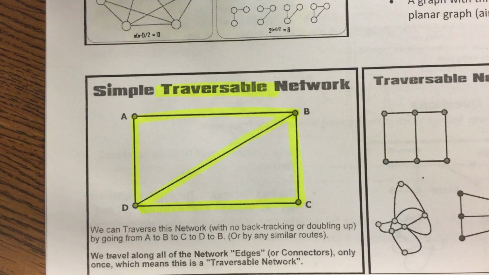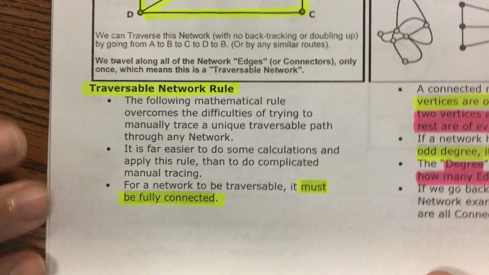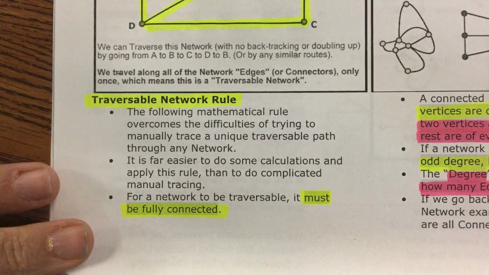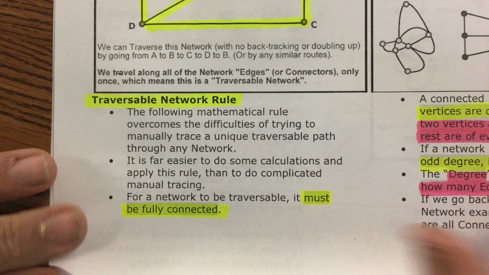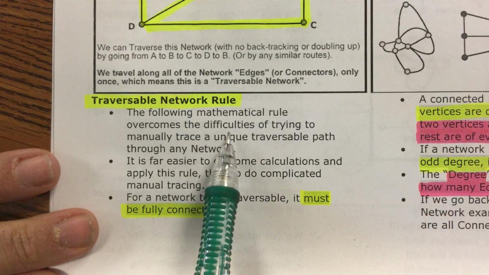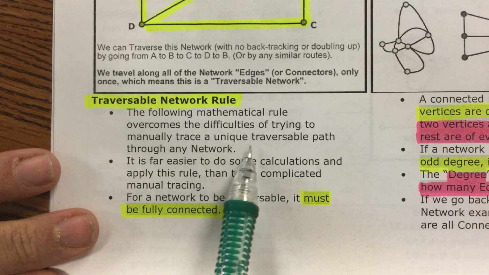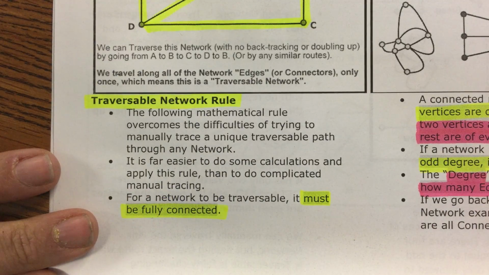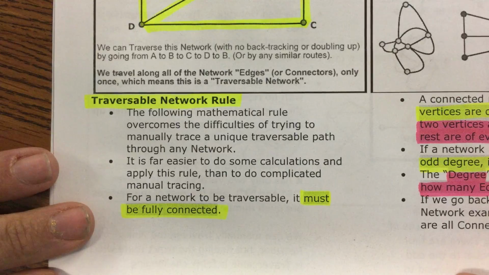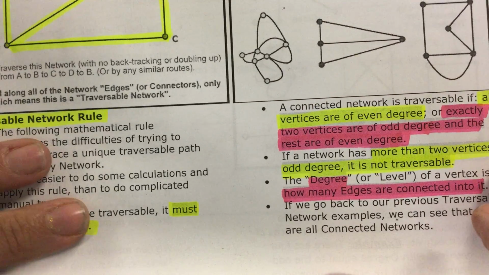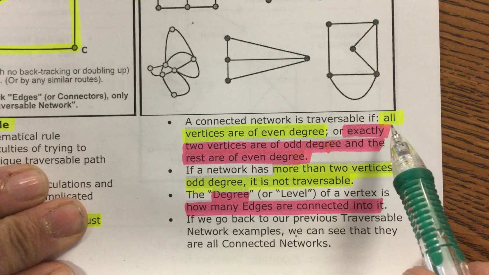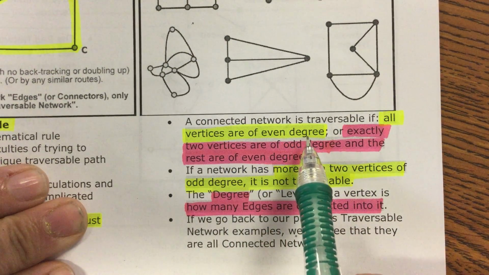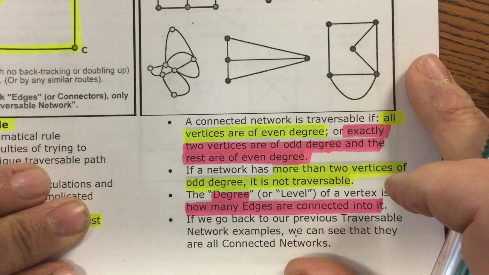Now, the more complicated these things get, there are some rules that we're going to use. First of all, it must be fully connected. I can't have anything just hanging out there. The reason we use these rules is that sometimes it becomes more difficult to manually trace them than to use the rules. So rule number one is it must be fully connected. Another is that all vertices have even degrees. We're going to talk about what that means.